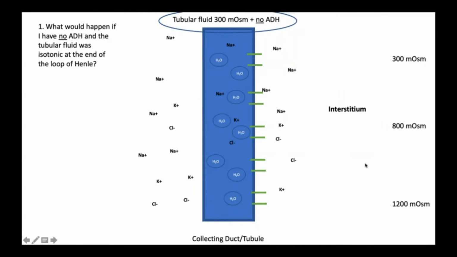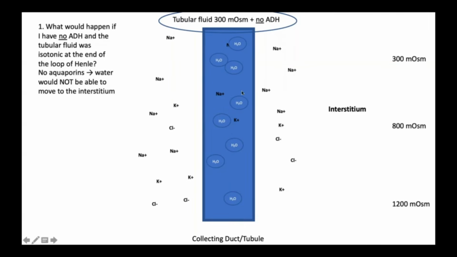What would happen if I had no ADH and the tubular fluid was isotonic at the end of the loop of Henle? There won't be any aquaporin channels. There won't be any water being reabsorbed. So we'd have no aquaporin channels, so water would not be able to move into the interstitium. So water would stay here.